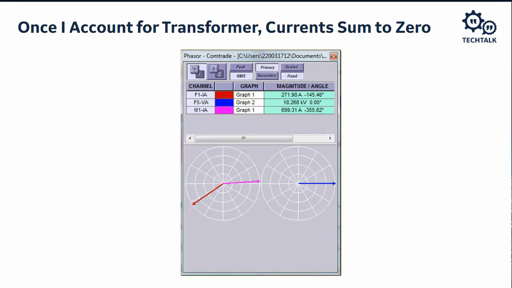All right. So what I'm seeing on this screen is a phasor diagram from the oscillography record showing the currents as well as the voltages. The blue phasor is the A phase voltage. The red phasor is one of the generator currents, and the purplish, light gray color is the other generator current.